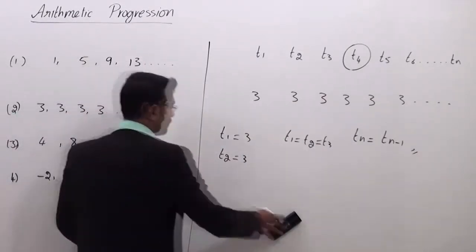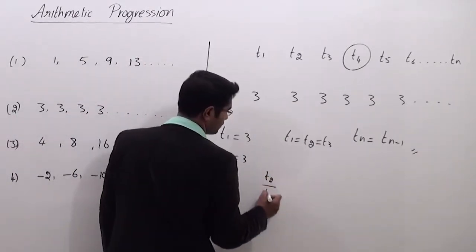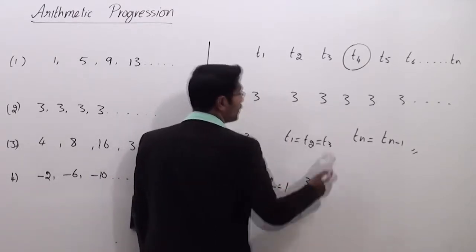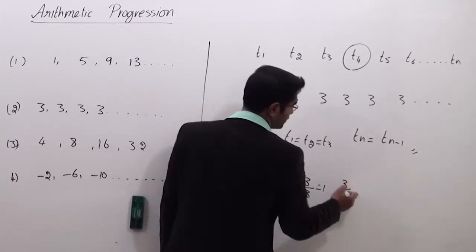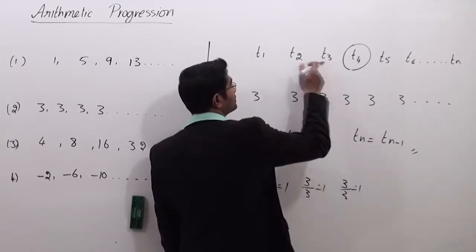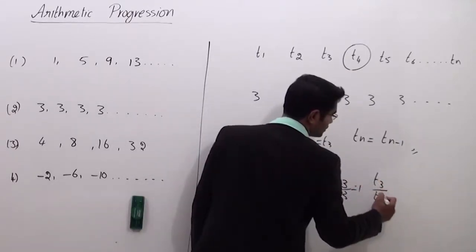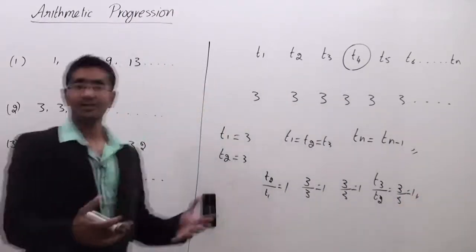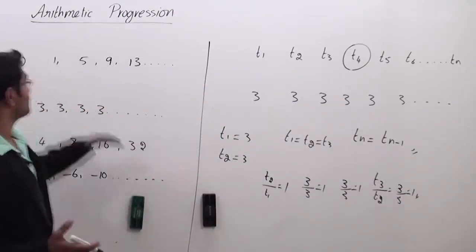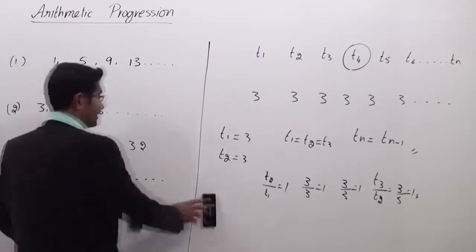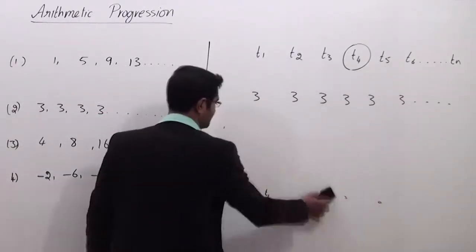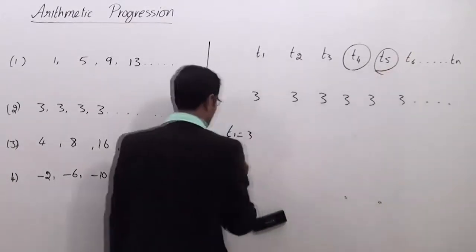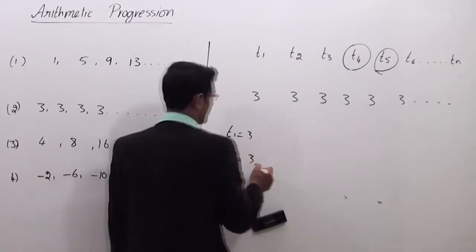Or I can say if I divide T2 by T1, I get 3 over 3, which is 1. For any two consecutive numbers you divide, 3 over 3 is 1. If I divide T3 by T2, that is also 3 over 3, which is 1. So we can define the rule in different ways, but this rule is different from the first sequence. Now, who is the first term here? T1 is 3. Then what is the value of the fifth term? T5 is also 3.